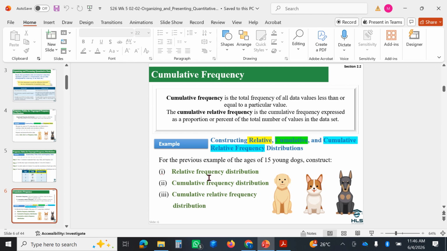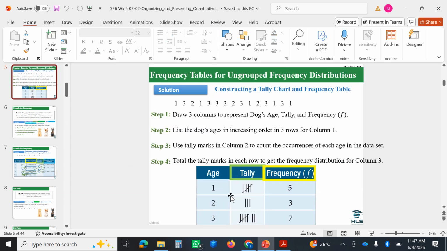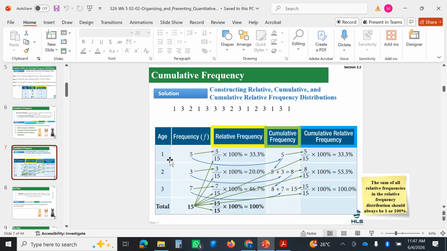All right. So, from that same set of data, nothing's changed, right? So, there's your age. We had a tally chart in here before, right? Remember, it was 1, 2, 3. There's your tally and your frequency, 5, 3, 7. We should have the same numbers there. Total is 15. Okay, good, very important.